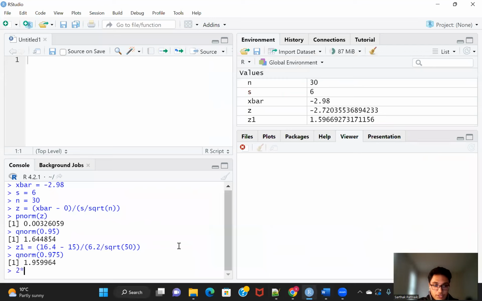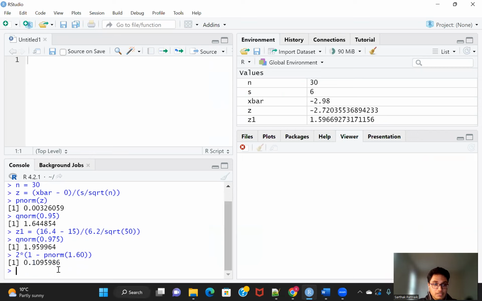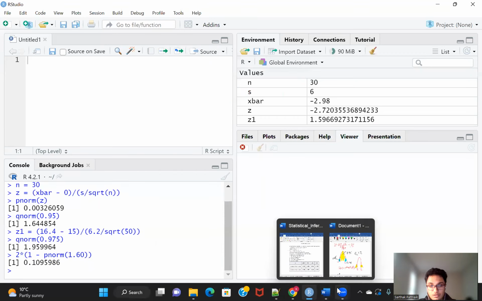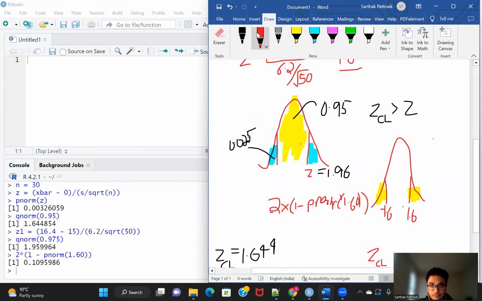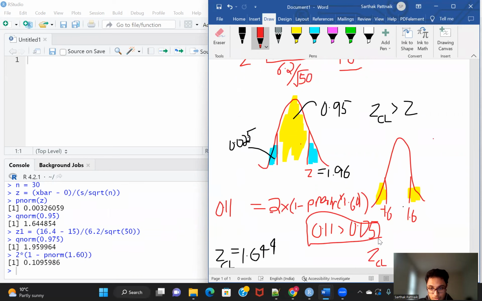So we'll do exactly that. My p-value is going to be twice into 1 minus pnorm of 1.60, and this comes out to be 0.109, or rather 0.11. This is way greater than alpha. 0.11 is greater than 0.05, and therefore you fail to reject the null hypothesis. So from both the test statistic perspective and the p-value perspective, you're getting the same result. This is how you need to approach questions on hypothesis testing.